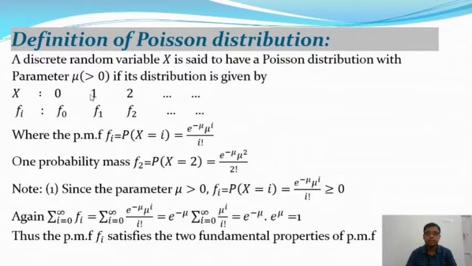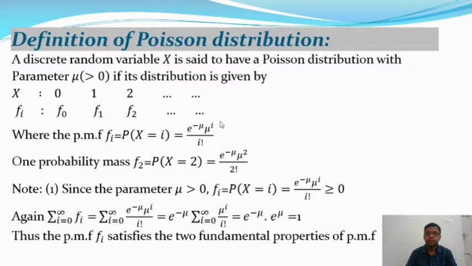So in a Poisson distribution, mu is greater than 0, if its distribution is given by x, and this is a discrete distribution, you know. Here the sample points are 0, 1, 2 and up to infinity, but in a binomial distribution there are n sample points, whereas in a Poisson distribution there are an infinite number of sample points, and the corresponding f_i are f0, f1, f2 and up to infinity, where the probability mass function f_i is equal to the probability of X equal to i, and this is equal to e to the power minus mu into mu to the power i by factorial i.